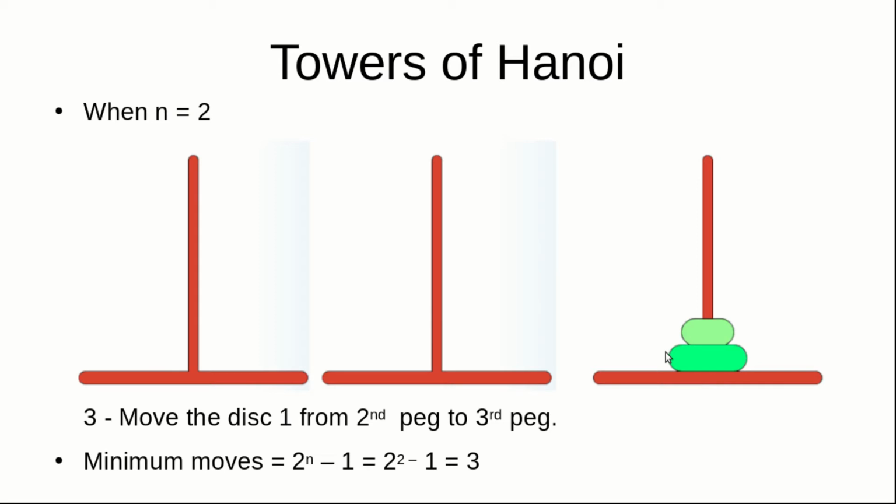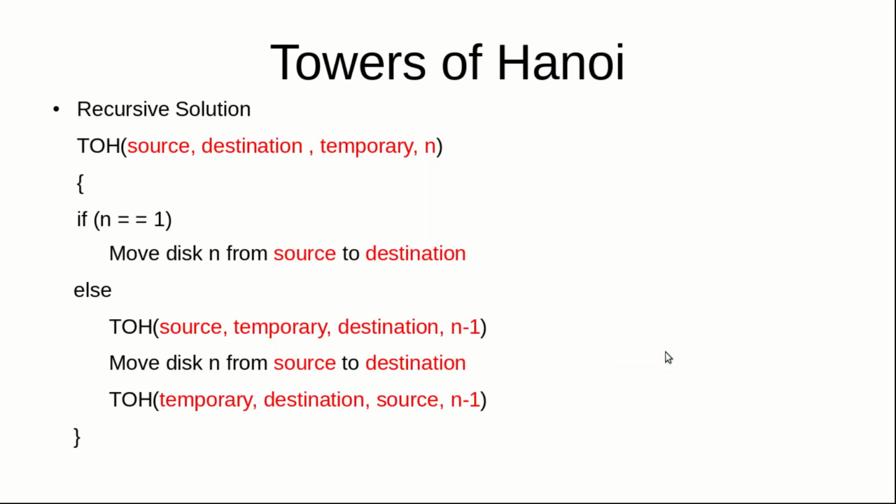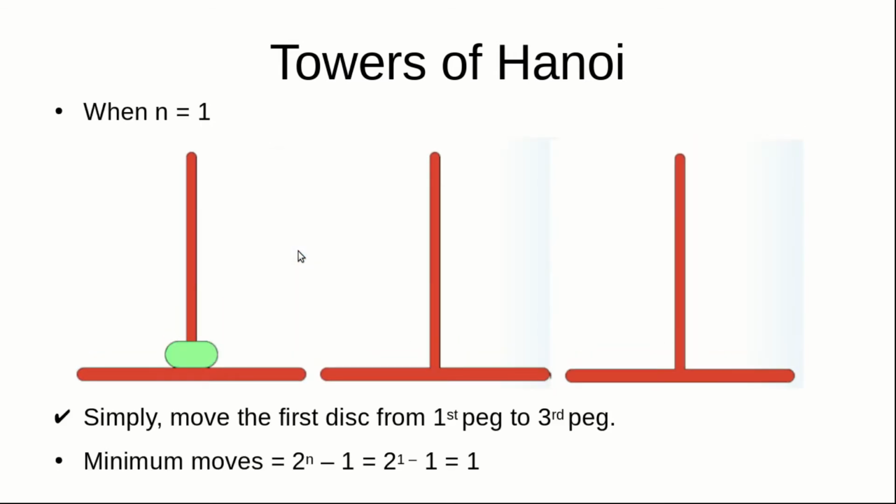Now the solution to this problem is pretty easy using recursion. So we are going to create a function called TOH. It is going to accept 3 parameters: source, destination, and temporary, and n is the number of disks. If the number of disks is 1, we just move the disk from source to destination. I hope you understood from this example. If the number of disks is 1, you can simply move it from the source to destination.